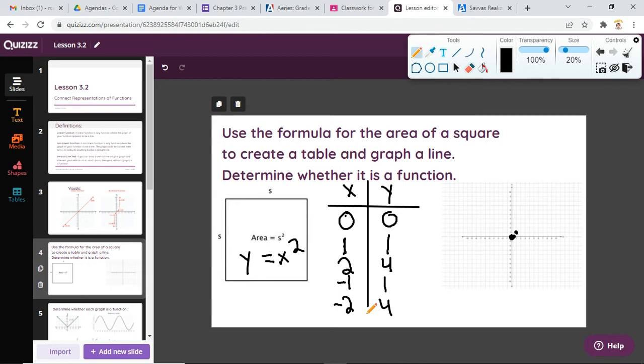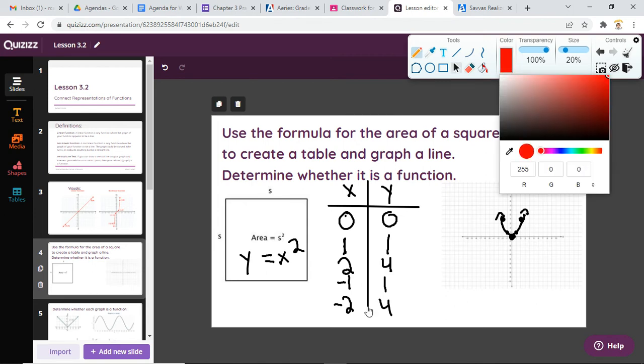I have another coordinate here, 2, 4. So I have to go right 2 and up 4. This right here is my new coordinate. Then I have negative 1, 1, again right here, and negative 2, 4 right here. And I'm given this graph. The graph y is equal to x squared.